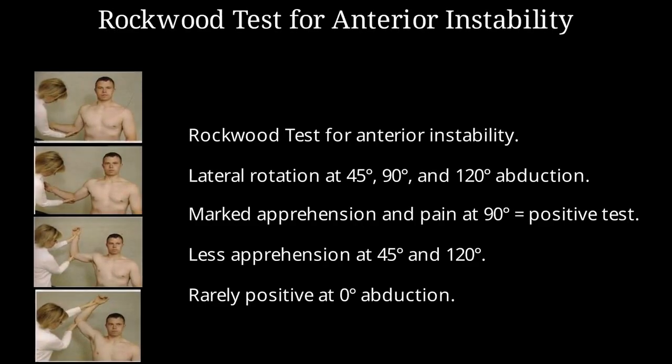The Rockwood test involves lateral rotation of the shoulder at different abduction angles, 45, 90, and 120 degrees. Marked apprehension and posterior pain at 90 degrees indicate a positive test. Less apprehension is seen at 45 and 120 degrees, and rarely at 0 degrees.